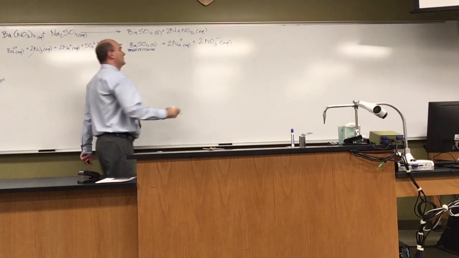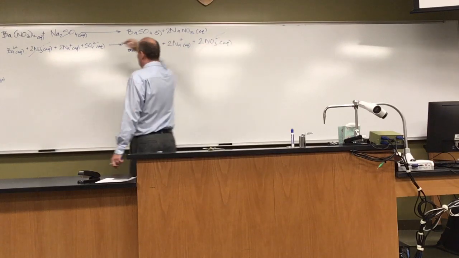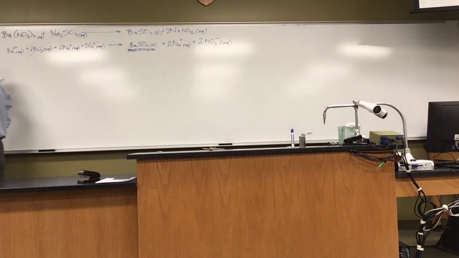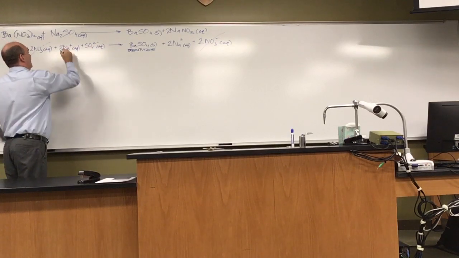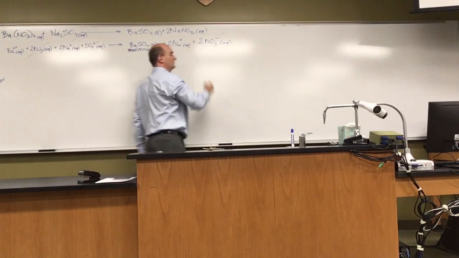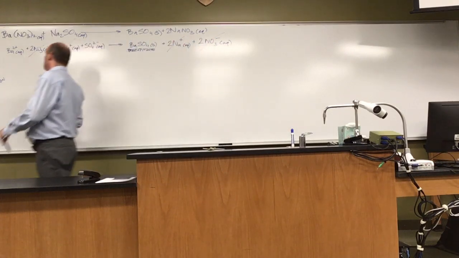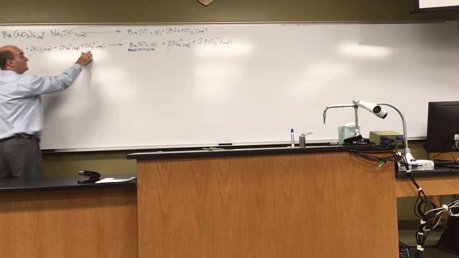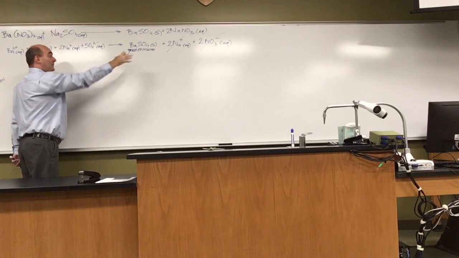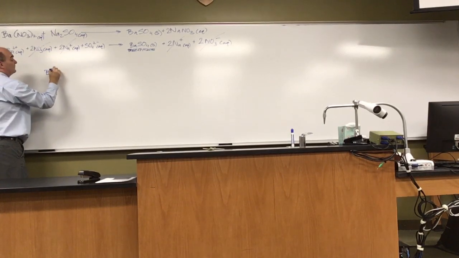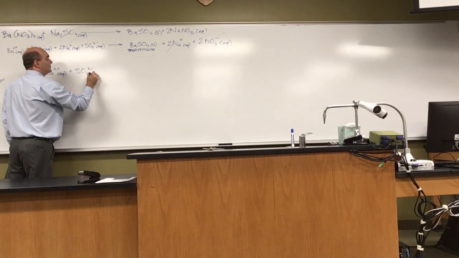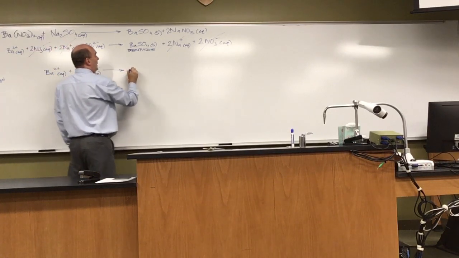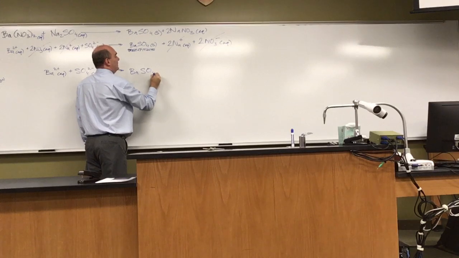Two of them on the left, two of them on the right. They both go. Na pluses. Okay, I got two of them on the left, I got two of them on the right. And then sulfate on the left, but not on the right. So my net ionic equation is that some barium 2 plus ions meet some sulfate ions and cease to be in solution.